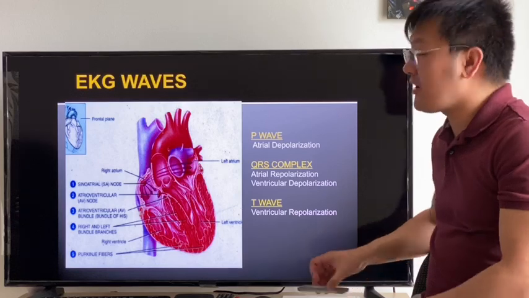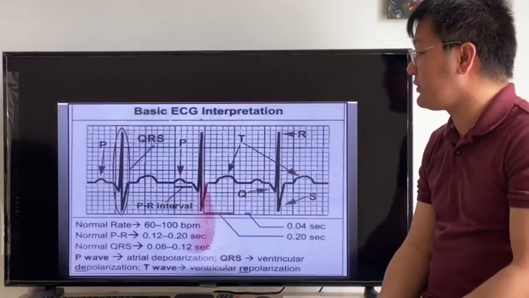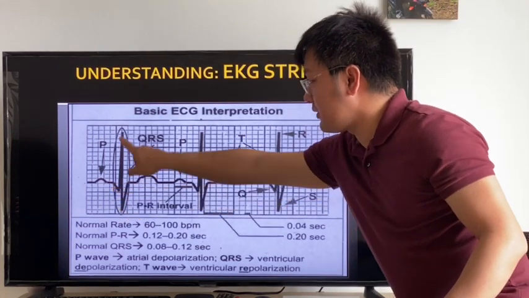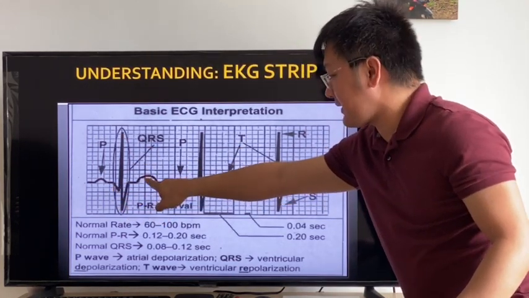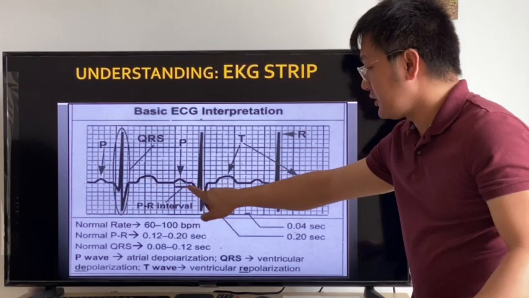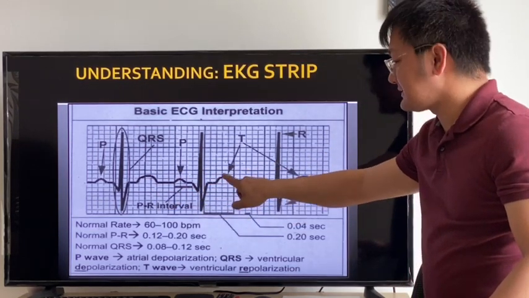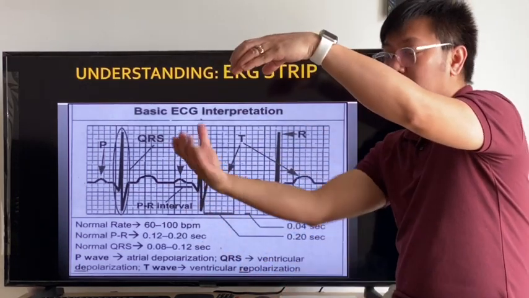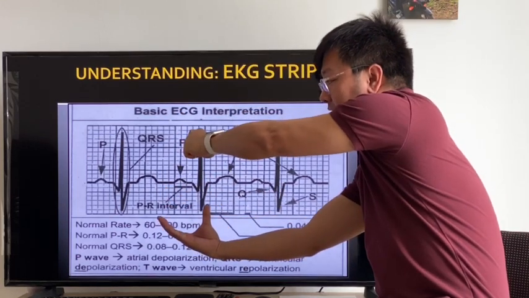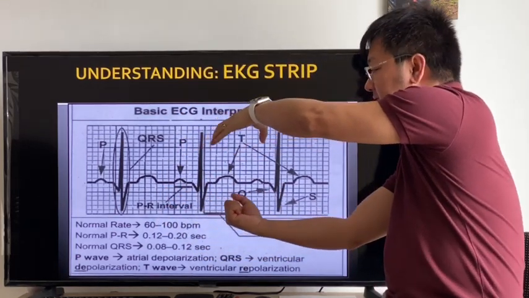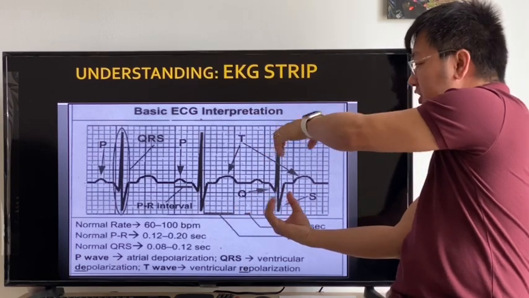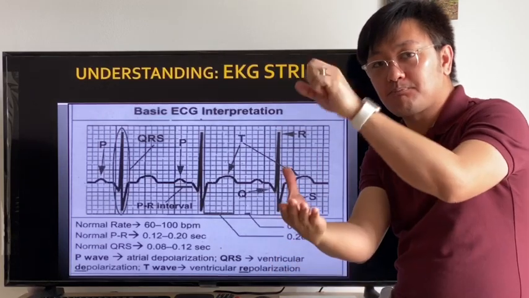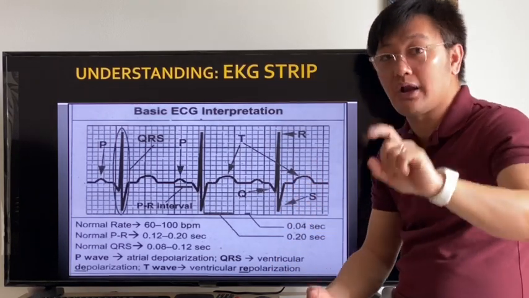Now, if you're going to look at the ECG strip, the recording will look like this. So this is your P wave, QRS complex, T wave. P wave, QRS complex, T wave. So the movement will be like this: right and left atrium, right and left ventricle. Therefore, common sense will tell us that P, QRS, T is one heartbeat.